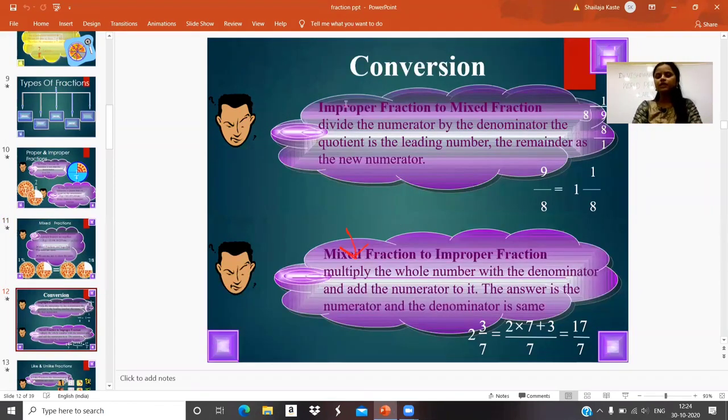So in conversion, the first one is from improper fraction to the mixed fraction. How are you going to make it? Whenever you want to convert an improper fraction to a mixed fraction, simply you have to do the division. You have to do the division.